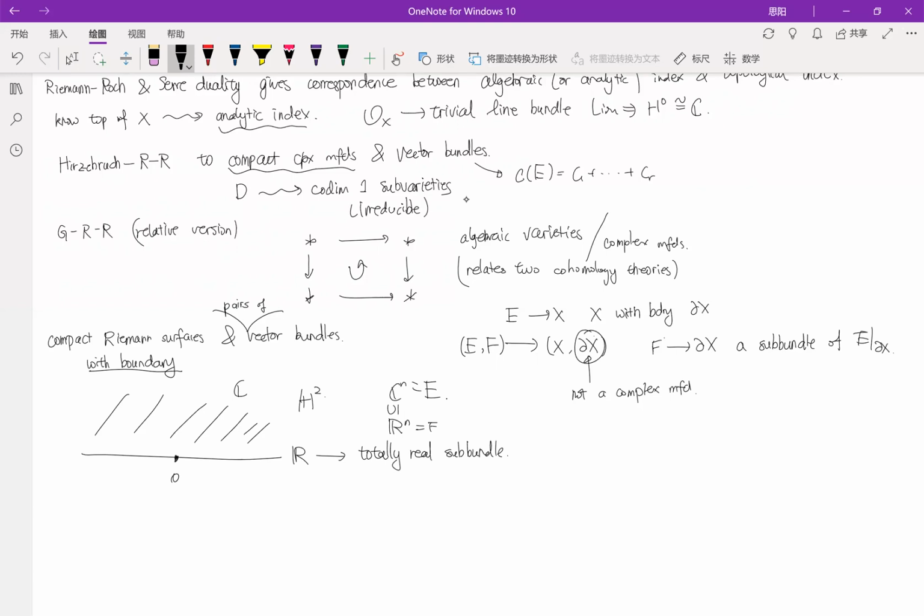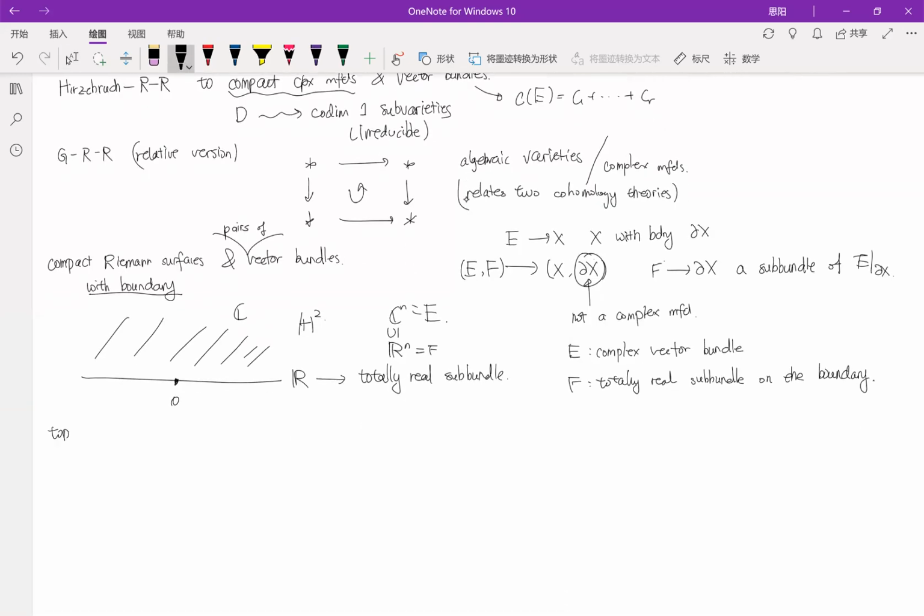That is what we are considering here, a complex vector bundle E and also a totally real subbundle F. And in this case, the topological indices are relative with respect to the boundary.